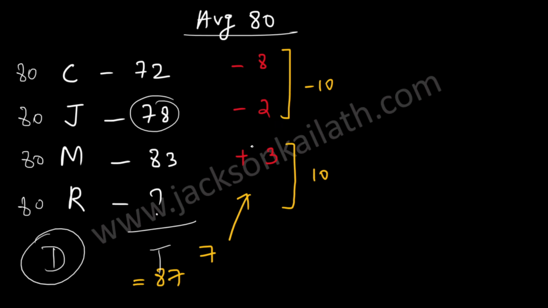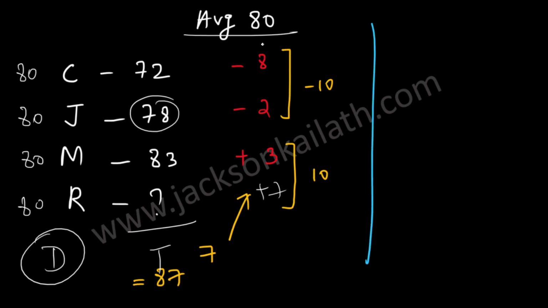Now see that this is very fast, right? So for 72 you have minus 8, for 78 you have minus 2, for 83 you have plus 3. Now if you add up these 3, you get minus 10 plus 3, which is equal to minus 7. So you need another plus 7 over here. So that's the answer. So 80 plus 7 gives you 87. Now the other way to solve this is using the traditional method.